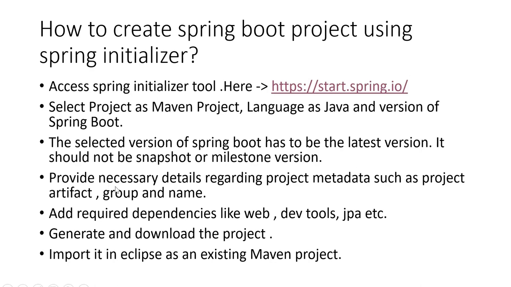Also, here we have to provide necessary details regarding project metadata such as project artifact, project name or group name. We also add required dependencies like web, DevTools, security, JPA, JDBC, whatever we want in the project. We have to add those dependencies, only then Spring Initializer will create a proper structure for a Spring Boot project. Okay. Once this is done, we will generate and download the project and import it in Eclipse as an existing Maven project. Okay, so let's see how to do that.